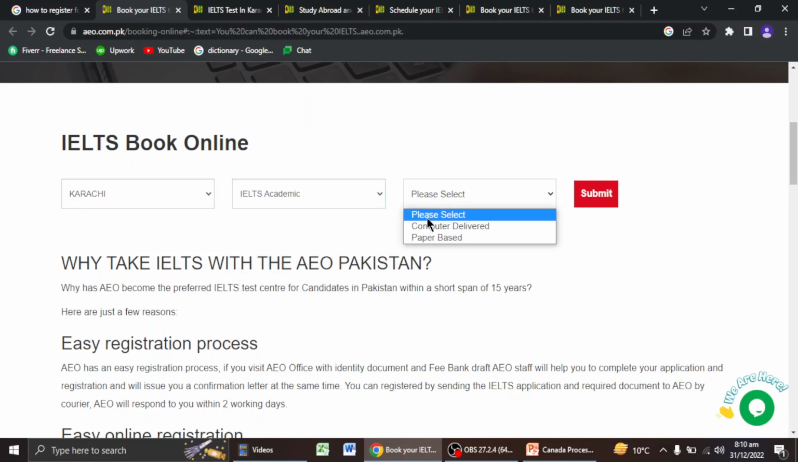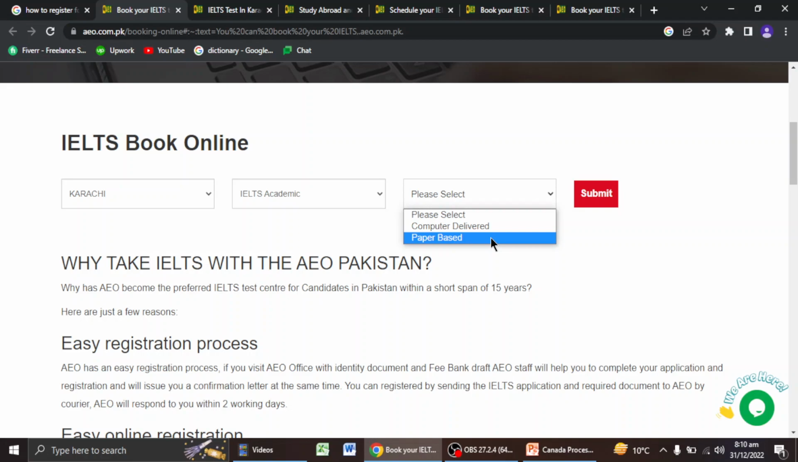And here it says that there are two types of tests: computer delivered test and paper based test. Now there are a few small differences. I will make a separate video about it as well. In the paper based one, it's convenient. I took the paper based one, but finding their date is a bit of a challenge as compared to the computer delivered one. And I also believe that computer delivered test results are generated only 5 days after the test, whereas for the paper based one, I think it takes around 13 days.